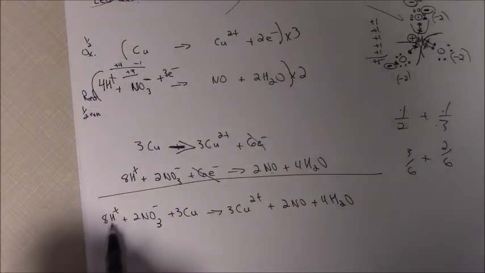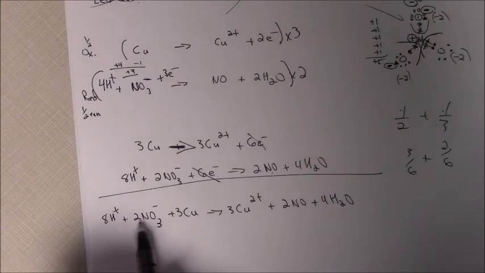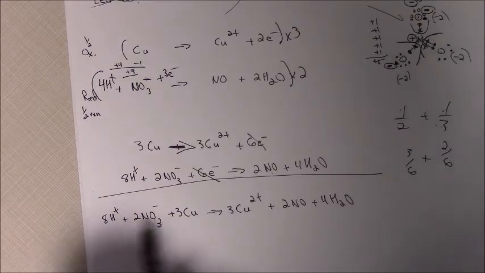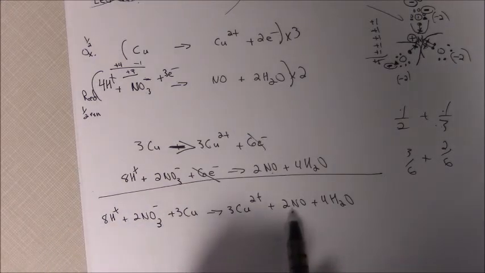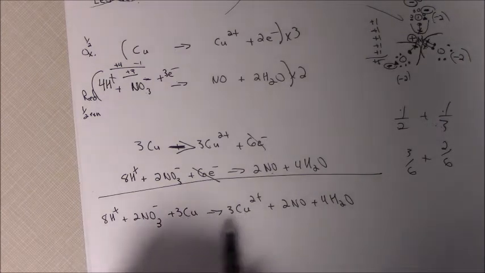So how many H's are over here? There's 8. And 8. H's are good. How many nitrogens on this side? 2. 2. That's balanced. How many oxygens on this side? 6. 2 and 4, 6. That's good. 3 coppers, 3 coppers.